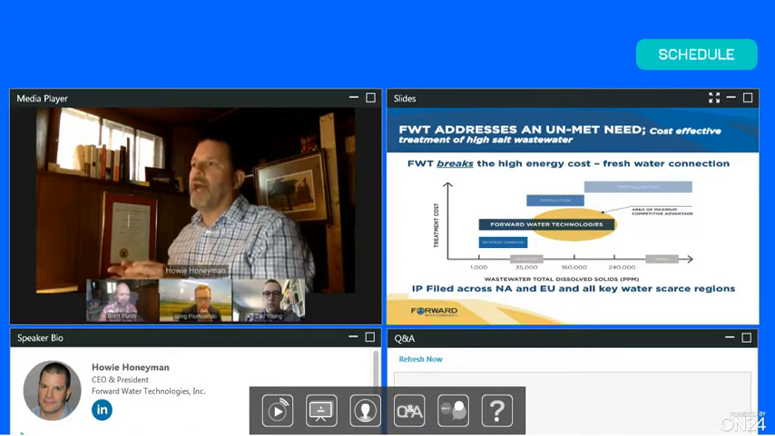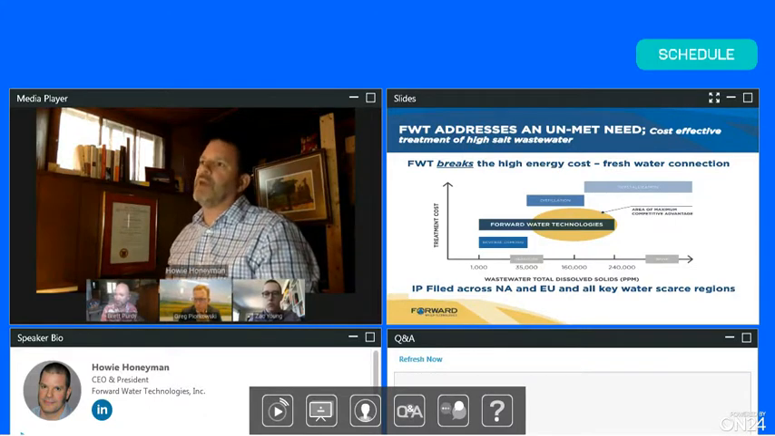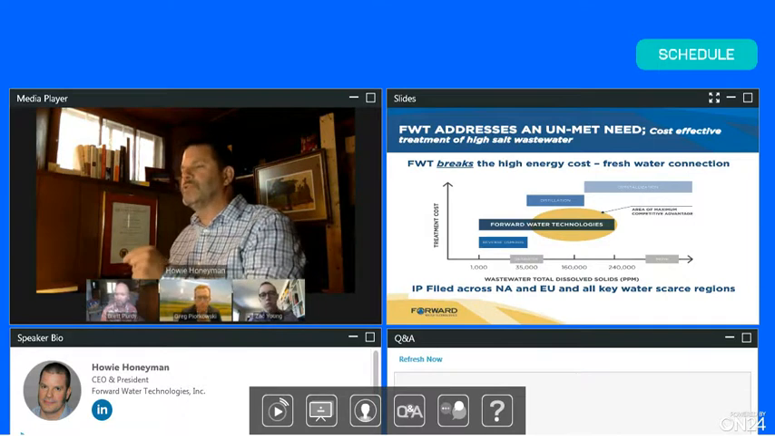And why can we do that? Well, we're developing a technology that's sitting in a sweet spot for treatment capabilities. You've got reverse osmosis, which is a very low-cost treatment option. However, it can only treat salt levels or waste levels to a certain point. Beyond that, it becomes inefficient.